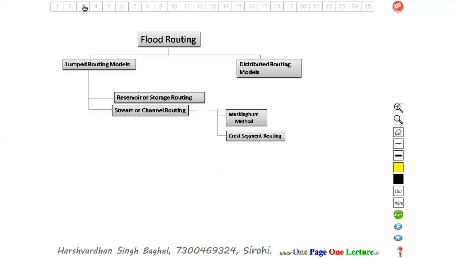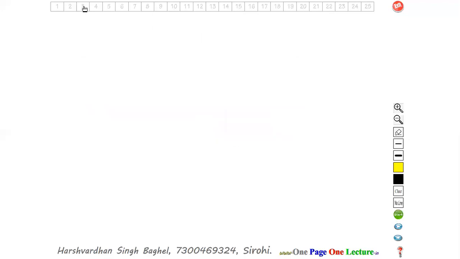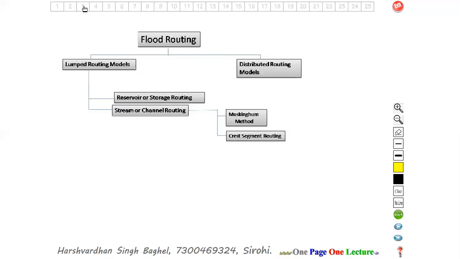We have already classified flood routing as the lumped routing model and the distributed routing model. In a lumped routing model, the outflow is a function of the location. That is, the outflow is evaluated for the particular location. But for the distributed routing models, we evaluate the outflow for any other location with respect to the time also. So a distributed routing model is much more complicated as compared to the lumped routing model. But in a distributed routing model, we can calculate the outflow for different locations at different time intervals. Okay. We have discussed the reservoir routing.